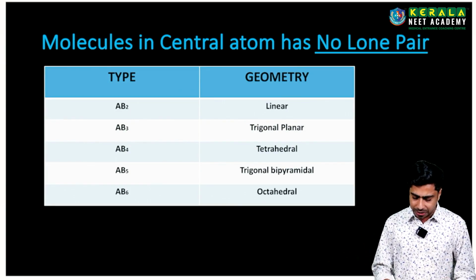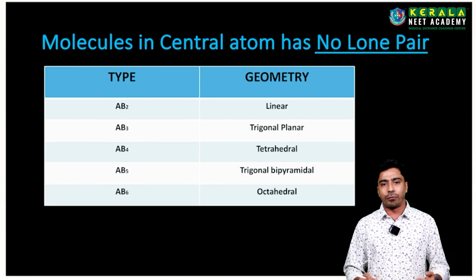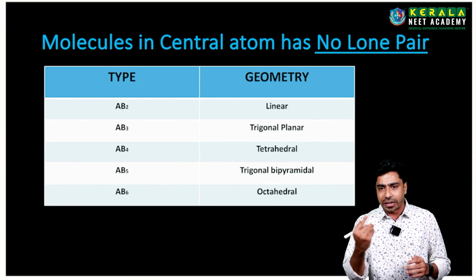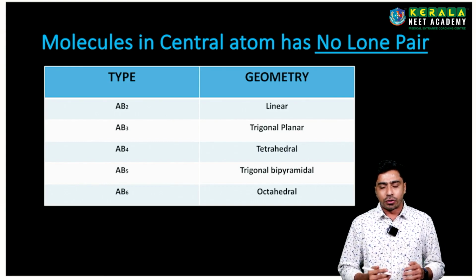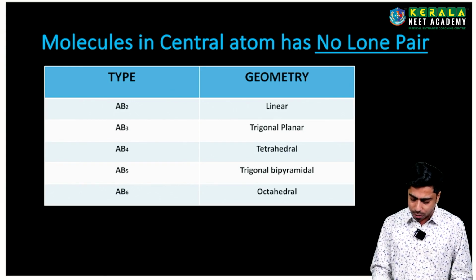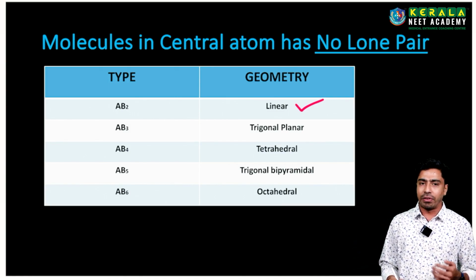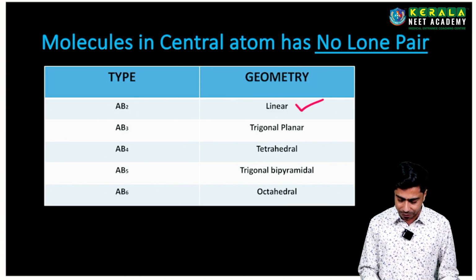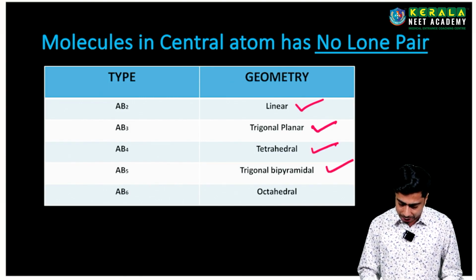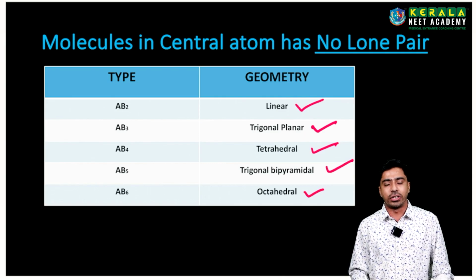Without any lone pair means we can classify them into 5 types, like AB2 type, AB3, AB4, AB5 and AB6, where A is the central atom and B will be the atoms which make bond with the central atom. So if it is AB2 type, then the shape of the molecule will be linear. If it is AB3, if you are having 3 bond pairs without lone pair, then it will be trigonal planar. 4 bond pairs means tetrahedral. 5 bond pairs, trigonal bipyramidal, and 6 bond pairs, then it will be having an octahedral shape.